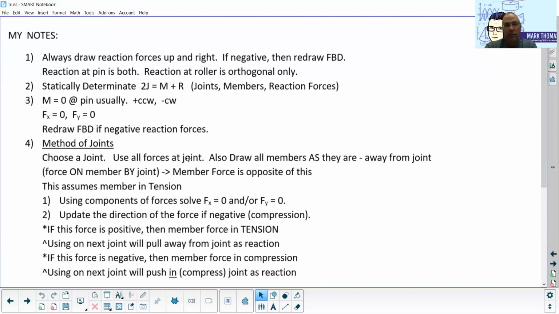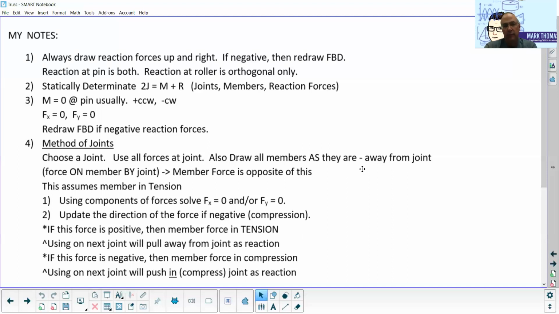Our method of joints is actually going to be how we go through and find what we need on this. We're going to choose a joint, and many times there are good choices and then there are bad choices. As you do more of these, you'll be better at selecting them. We're going to look at all the forces at the joint, and we're going to draw all members as they are away from the joint.